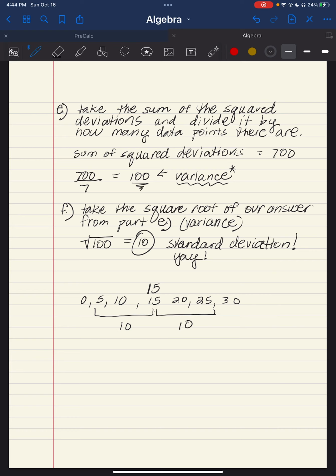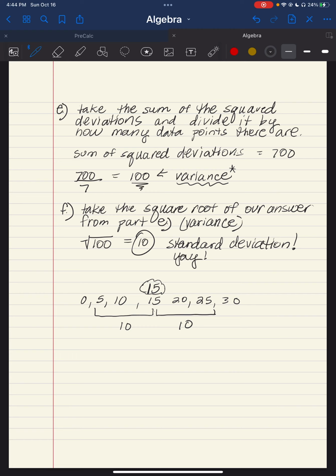And it's saying most of the values will fall within 10 of the middle. And we said the middle was 15. We know that this is our middle. That's why this is a special number right here. Woohoo! And most of the values, and you can see that that's true, will fall within 10 of the middle. And that is the standard deviation.